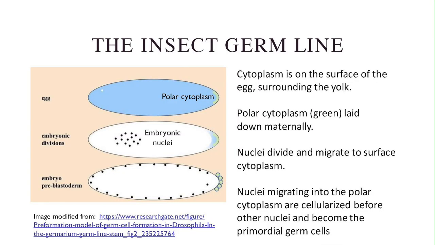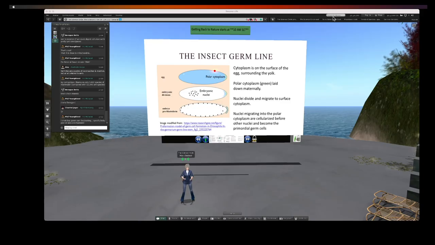So this is what the insect germline looks like. You have cytoplasm just on the very surface of the egg. Most of the egg is yolk material, but on the very surface of the egg is a very thin layer of cytoplasm. And on one end is what's called the polar cytoplasm. This is the cytoplasm that's going to wind up in the germ cells. And I think this is meant to be the fertilized egg nucleus.